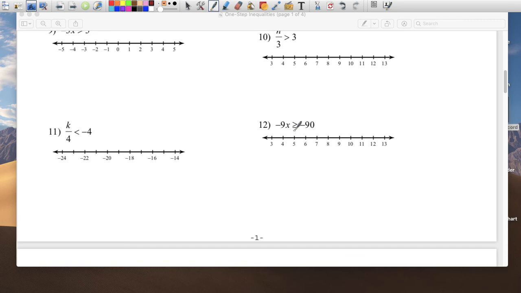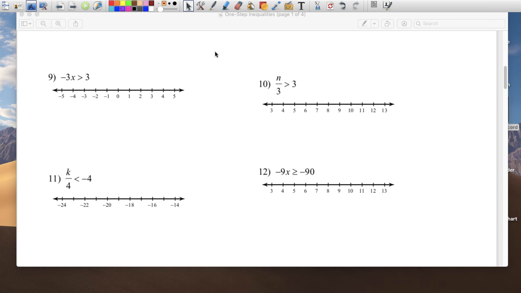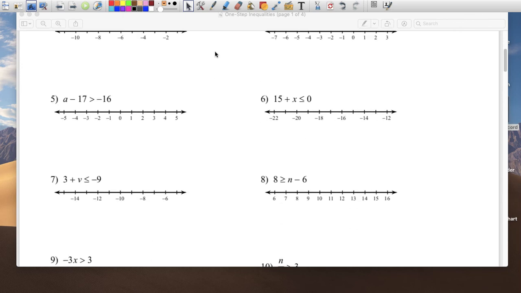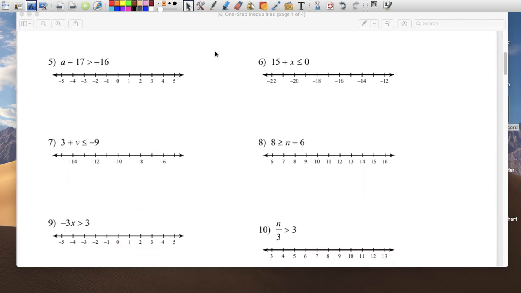Let's do another one. Not 12, because that's a repeat of a. Number 9 and 12 are very, very similar. Well, I think we're good. This is 6.